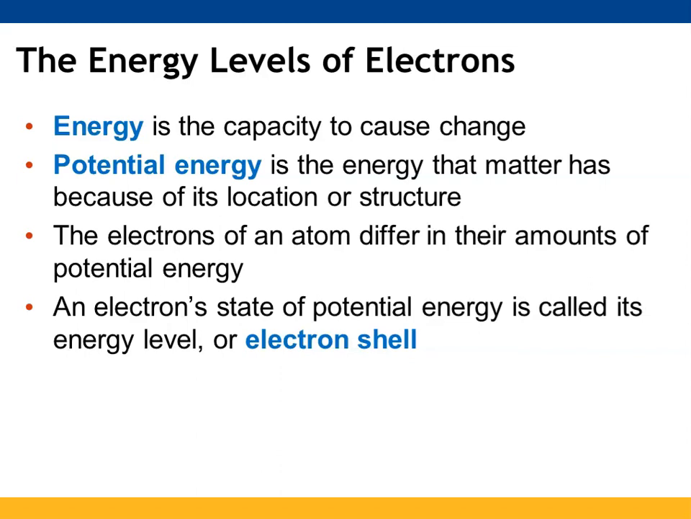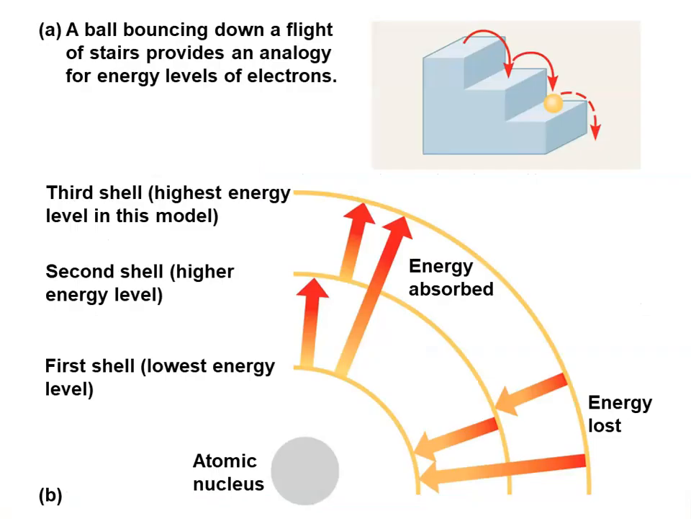Electrons in atoms are going to differ in their potential energy depending on where those electrons are in comparison to the nucleus. The energy levels, those circles that I talked about a little bit earlier, are going to be an indication of the potential energy. The further the electrons are away from the nucleus, the more potential energy they're likely to have.